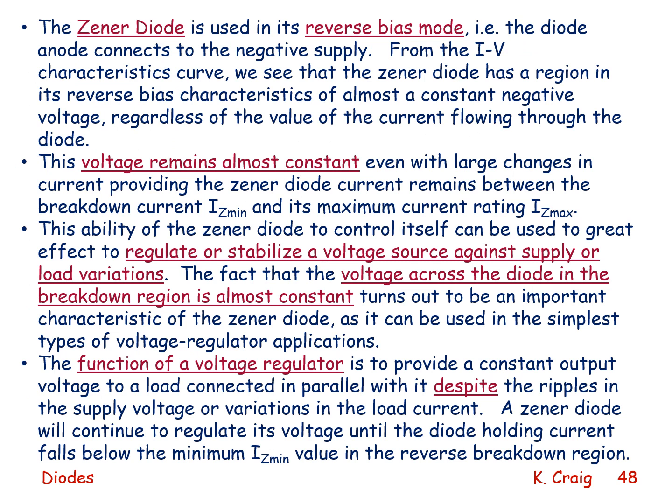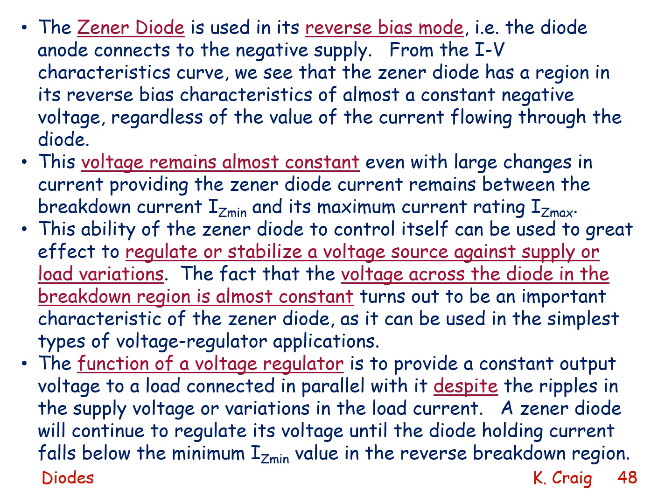The Zener diode is used in its reverse bias mode. That is, the diode anode connects to the negative supply. From the current voltage characteristics curve, we see that the Zener diode has a region in its reverse bias characteristics of almost a constant negative voltage, regardless of the value of the current flowing through the diode. This voltage remains almost constant, even with large changes in current, providing the Zener diode current remains between the breakdown current, Iz min, and its maximum current rating, Iz max.